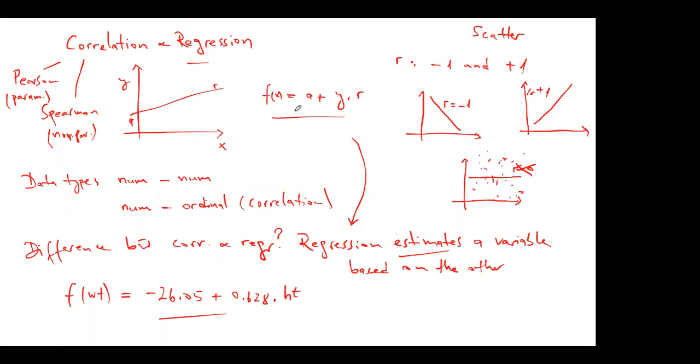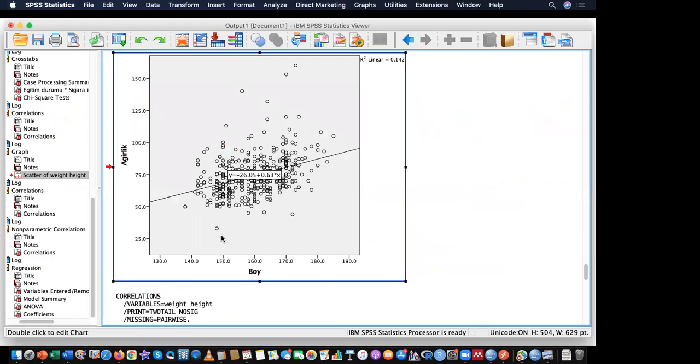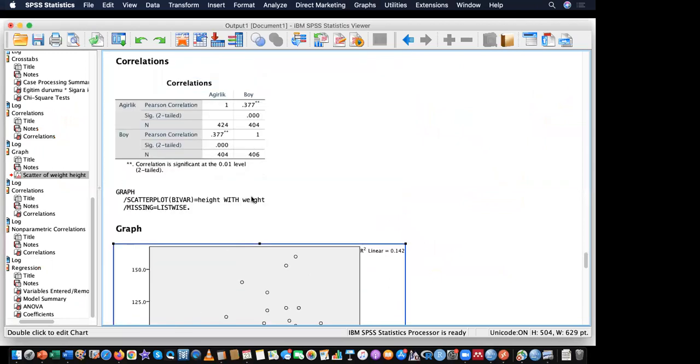The simple formula is y equals a plus b multiplied by x, and SPSS or the calculation gives you a constant and a multiplier, and this way you can try to estimate your dependent variable. Of course, your estimation will not be precise. Why is it not precise here? Because the R value for this example is not so high.